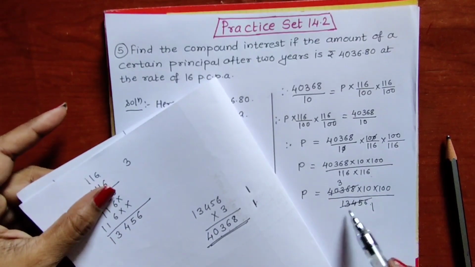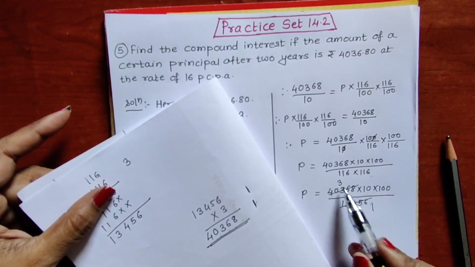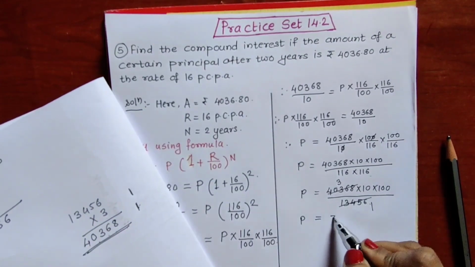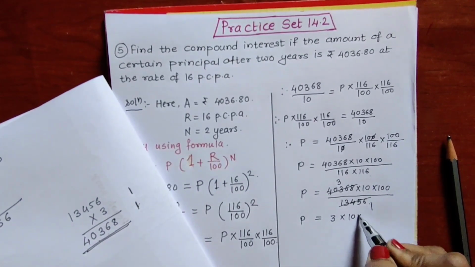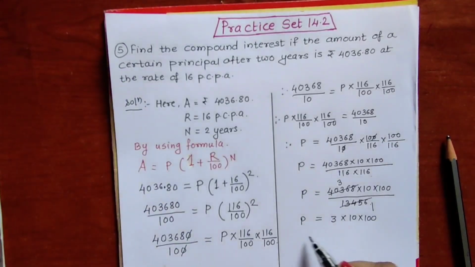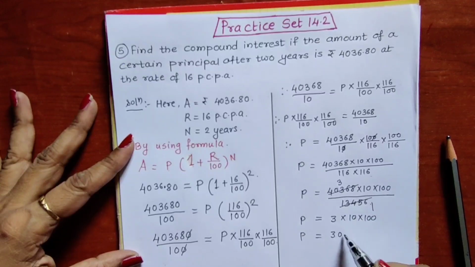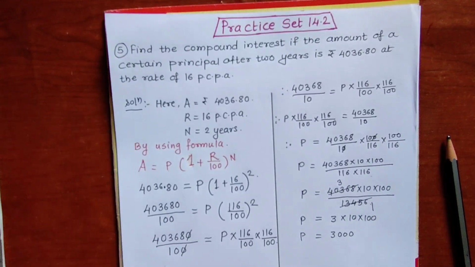Instead of cancelling it by small numbers, if you cancel directly like this, you will get the answer immediately. We get 3 into 10 into 100. That means P is equal to 3 into 10 into 100, P is equal to 3000. So now principal we have got.